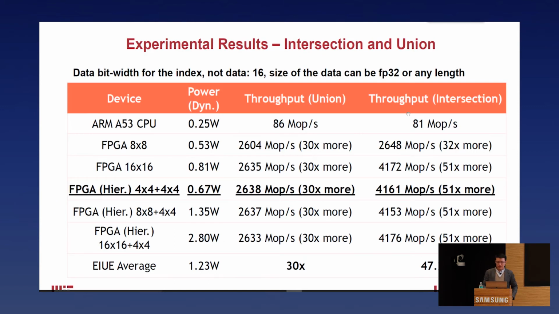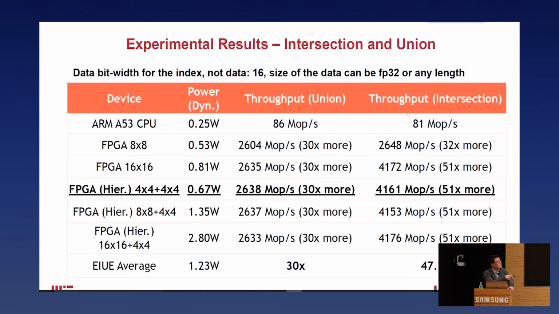All right, so we did the prototype of this architecture on the Xilinx FPGA, and we compared the throughput with running on the CPU on the same SoC. The CPU takes about a quarter watt, and the throughput is about 86 million ops per second. And all the data is pretty long, so it's an apples-to-apples comparison where we are putting all the data in DRAM. The FPGA is also using this scenario, putting all the data in DRAM, but it can achieve 30 times more throughput on union and 32 times more throughput on intersection.